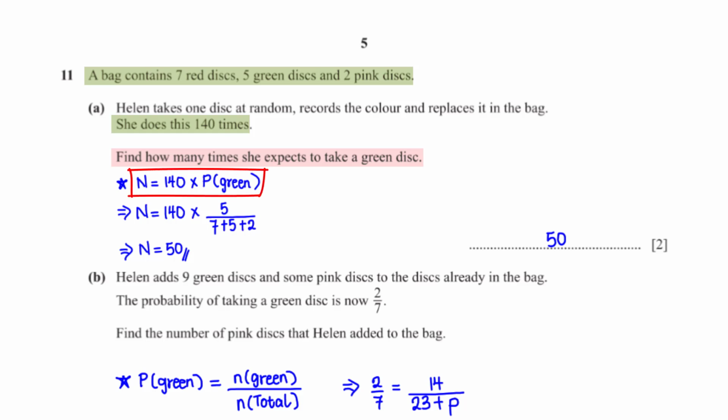The number of times she is expected to take a green disc is equal to 140 times the probability of taking a green disc. The probability of taking a green disc is equal to the number of green discs in the bag, which is 5, divided by the total number of discs in the bag, which is 7 plus 5 plus 2. When we type this into the calculator, we get 50.